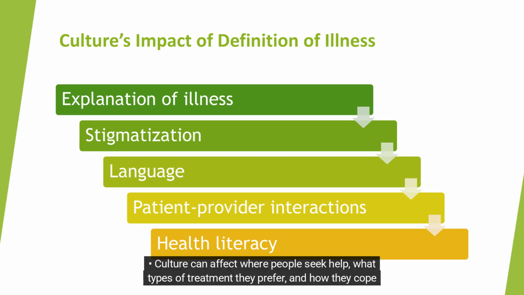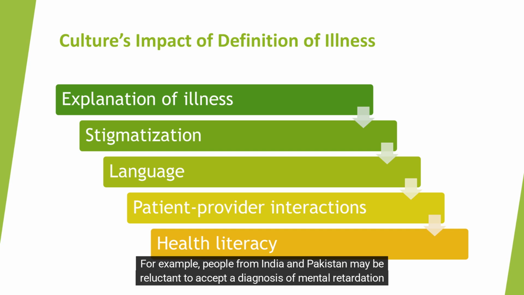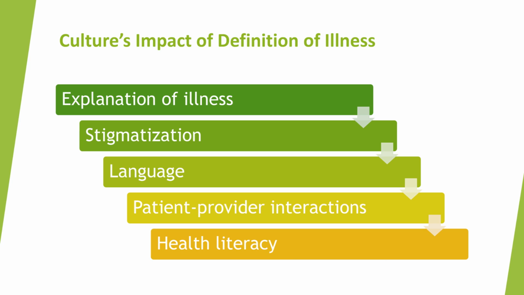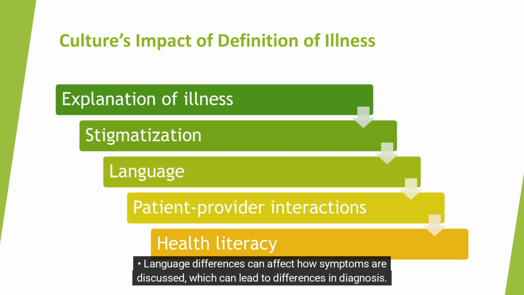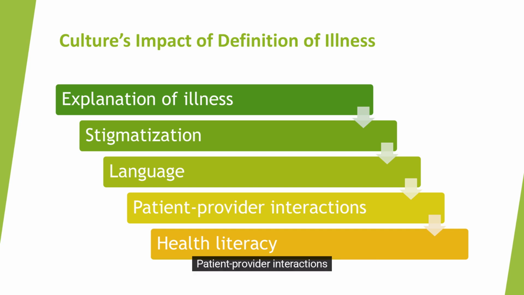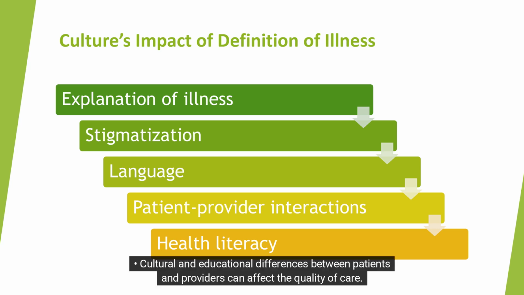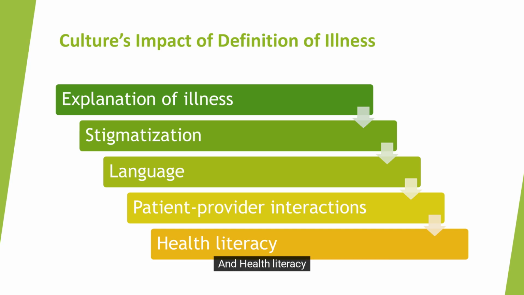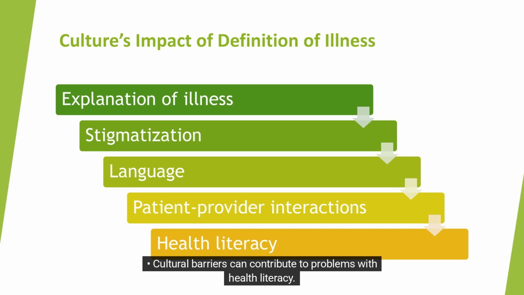Treatment. Culture can affect where people seek help, what types of treatment they prefer, and how they cope with symptoms. For example, people from India and Pakistan may be reluctant to accept a diagnosis of mental retardation or severe emotional illness because it could affect their family's chances of marriage. Language. Language differences can affect how symptoms are discussed, which can lead to differences in diagnosis. Patient-provider interactions. Cultural and educational differences between patients and providers can affect the quality of care. For example, African American patients often experience shorter physician-patient interactions than Caucasian patients. And health literacy. Cultural barriers can contribute to problems with health literacy.